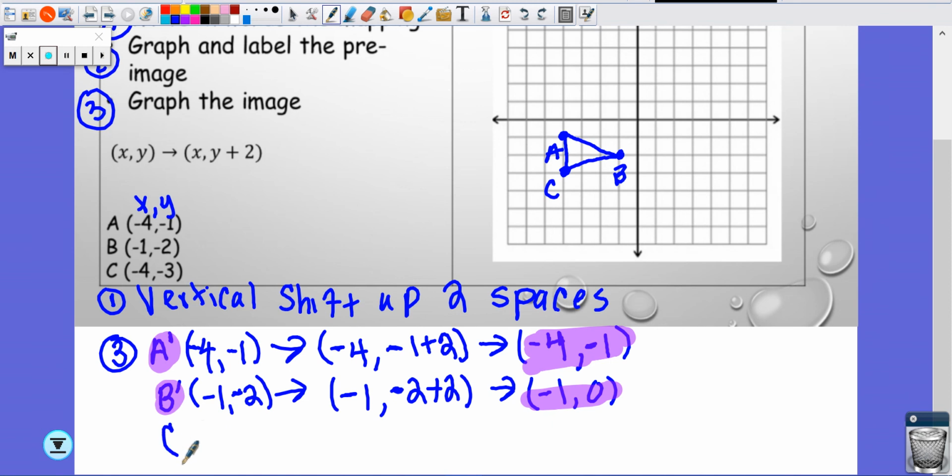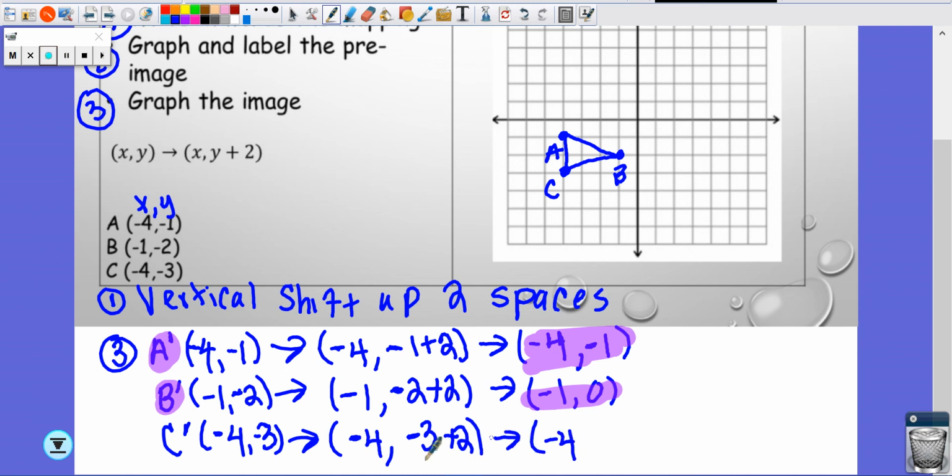Alrighty. And now C prime was -4 and -3. Well, the pre-image was -4, -3. Now I need to do the math, keep the X the same, and then I need to go in here and change the Y to -3 plus 2. Okay, and then we get -4. -3 plus 2 is -1. And if you need help, grab a calculator to help you with the math. So C prime is this value right here. Now I did all that math, I'm going to go here to the graph. And I'm going to graph this in orange, guys. So my A prime is now -4.